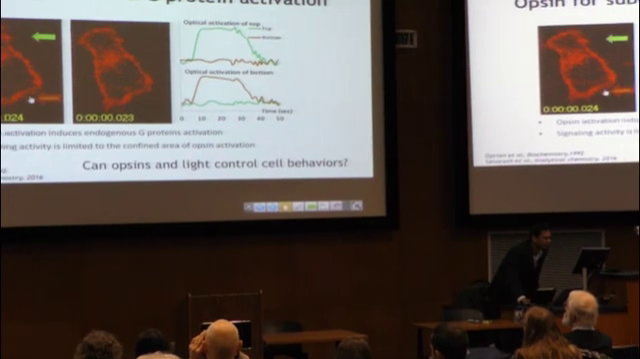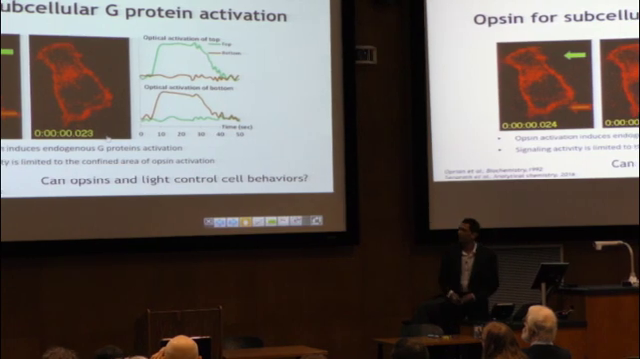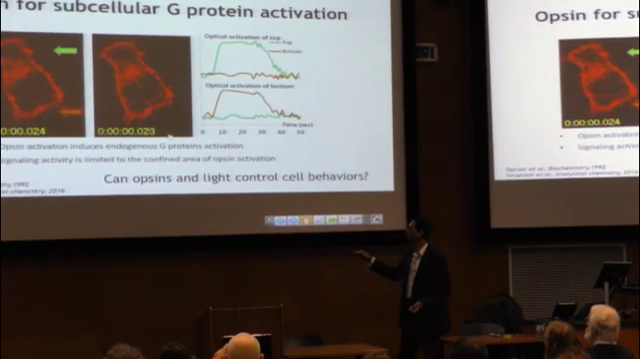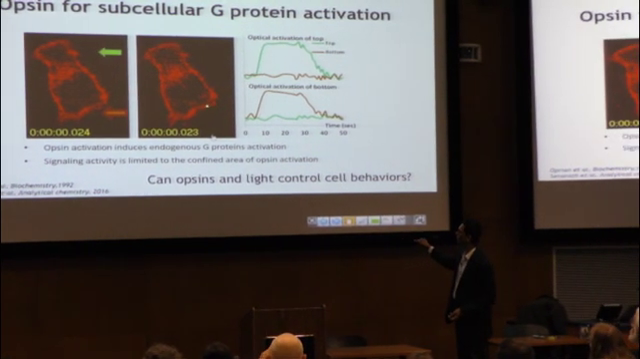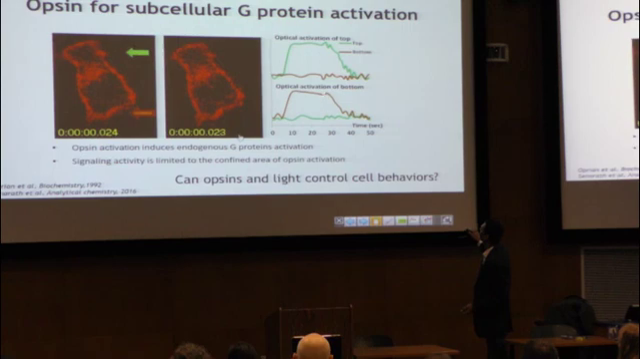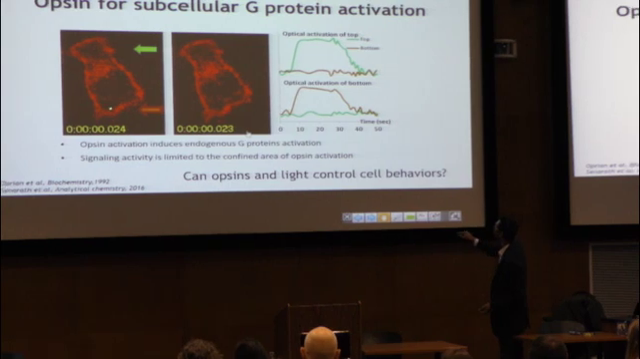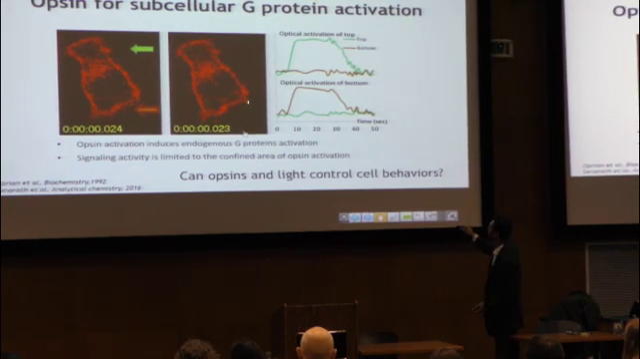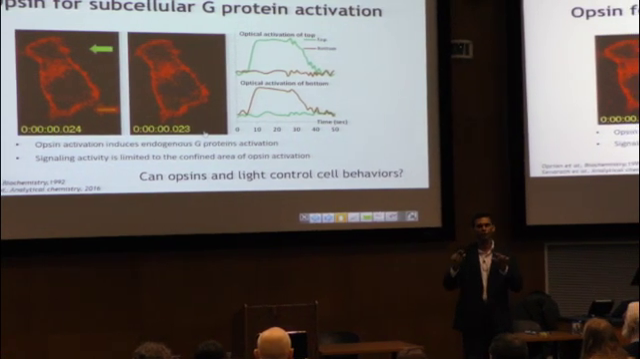Let's see if I can play. No, unfortunately it doesn't play. But what you would see if this were to work is that when I shine blue light in this area, this area would become cloudier. So here it shows the process. Here is the top. When you activate the top part, intensity goes up, but the bottom intensity doesn't go up. When you shine blue light on the bottom, intensity goes up, but the top intensity goes down. So this allows you to spatially control where you activate signaling in a small single cell.